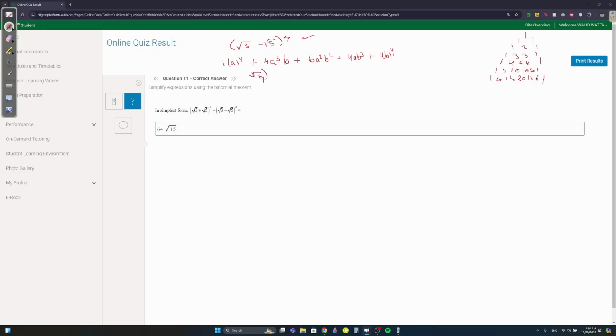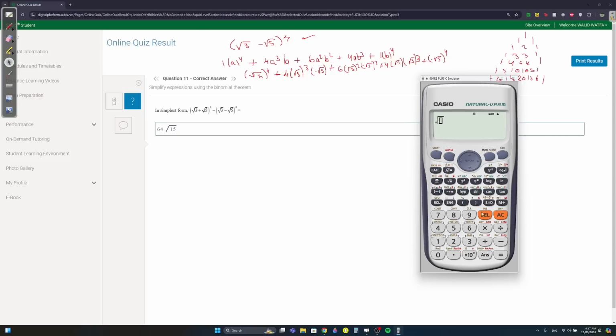Let's just write radical 3 to the power 4. All of this you're gonna do on your calculator. Do not bother doing it on paper. Plus 4 radical 3 cubed, b is minus radical 5. Plus 6 radical 3 squared times minus radical 5 squared, plus 4 radical 3 times minus radical 5 cubed. And the last one is plus minus radical 5 to the power of 4. If you put this on a calculator, you're going to get a decimal. For that reason, we're going to do it step by step.